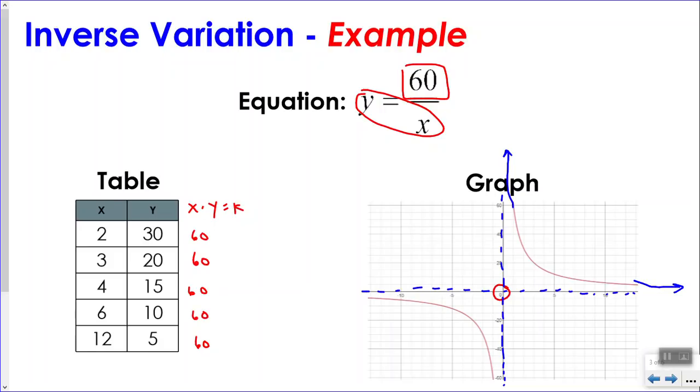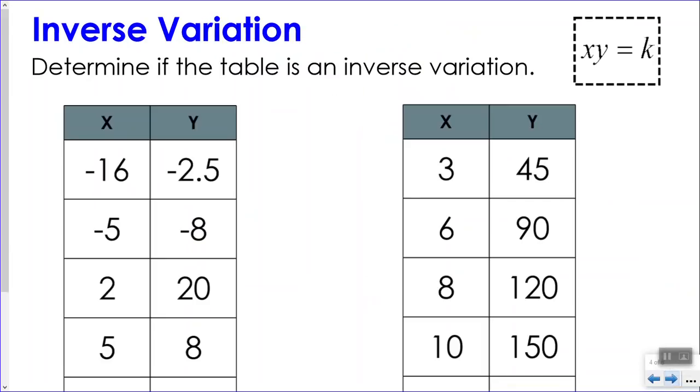Our graph has two pieces, one that lives in quadrant 1 and one that lives in quadrant 3. So we want to make sure whenever we graph that we graph negative x values and positive x values so that we get both parts of the graph. We don't want to leave out any piece.